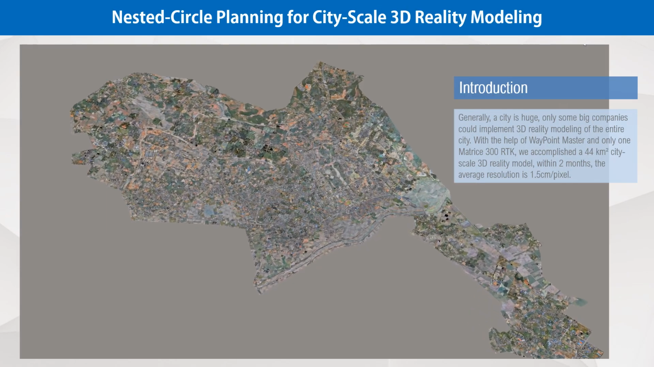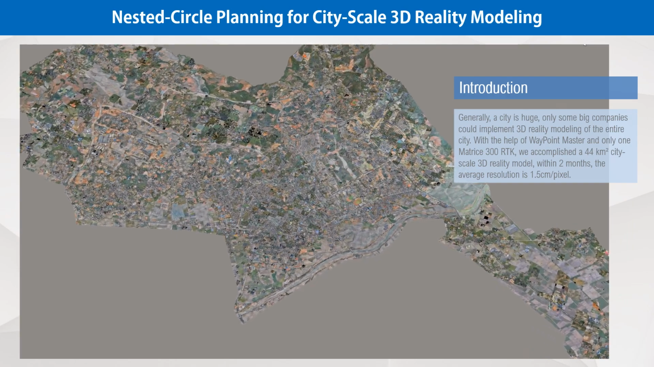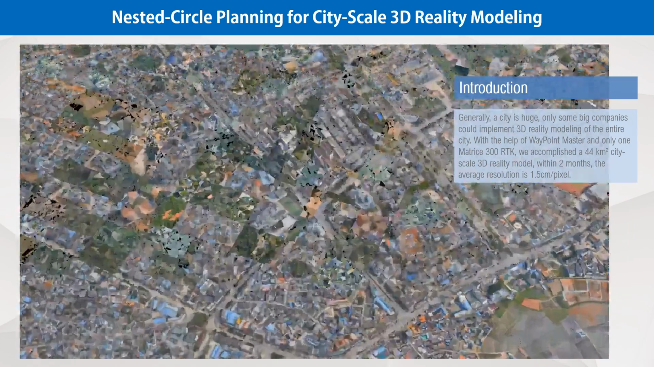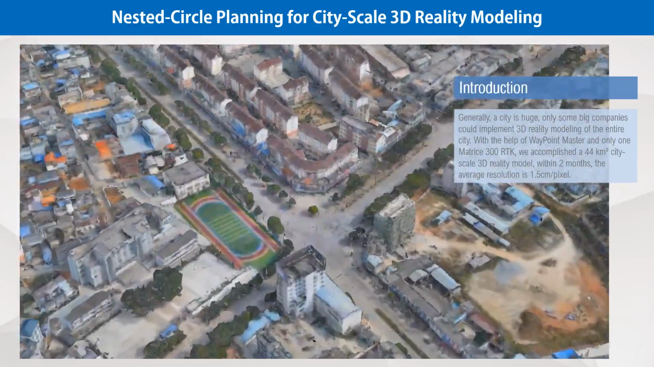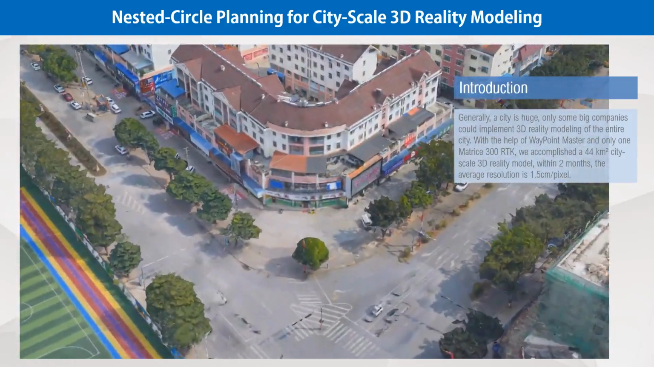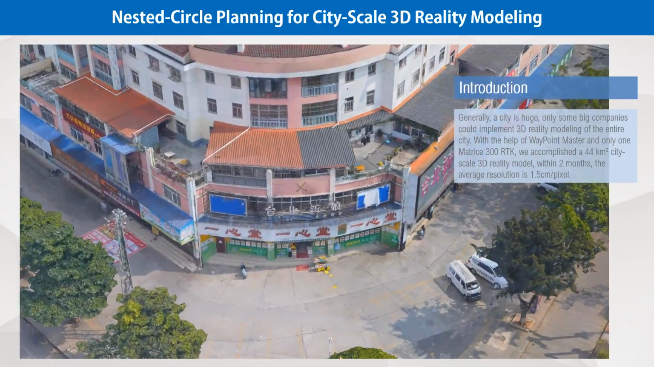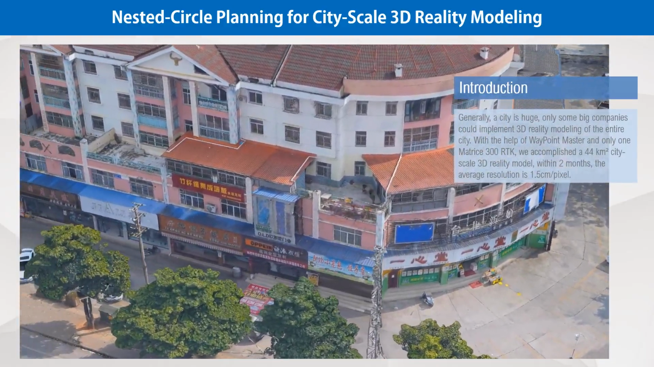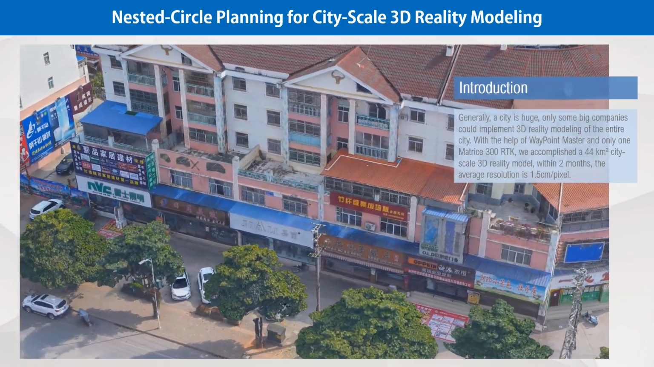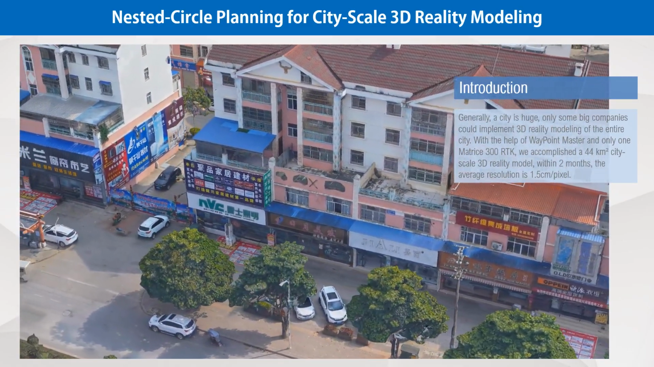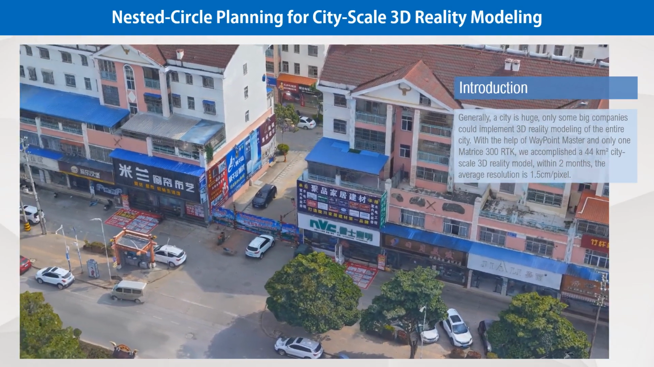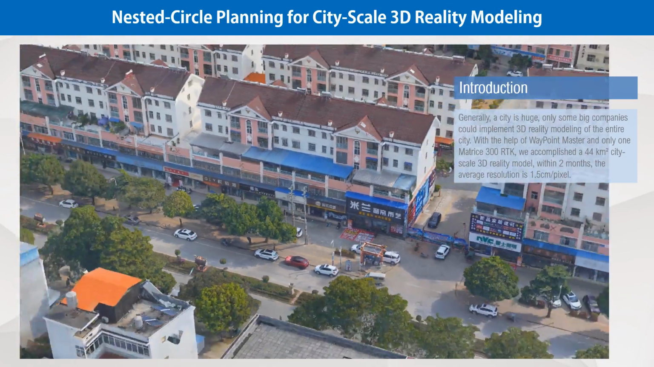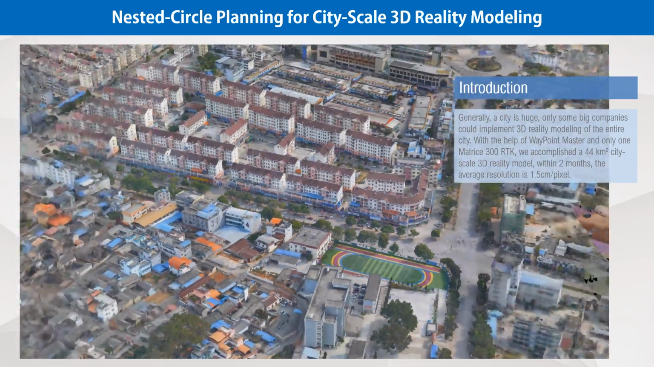Generally, a city is huge. Only some big companies could implement 3D reality modeling of an entire city. But with the help of WayPoint Master and only one Matrice 300 RTK, we accomplished a 44 square kilometer city-scale 3D reality model in 1.5 centimeter per pixel average resolution within 2 months.